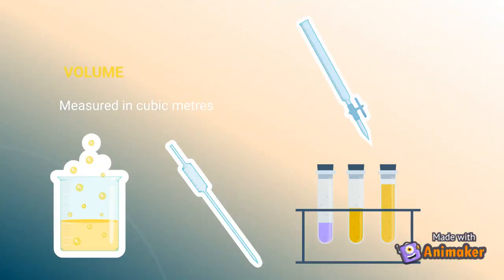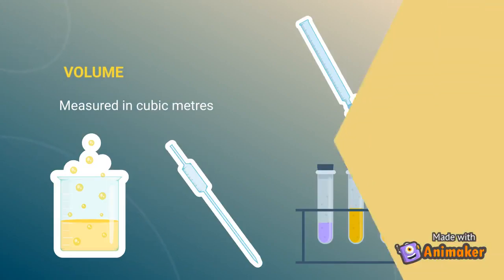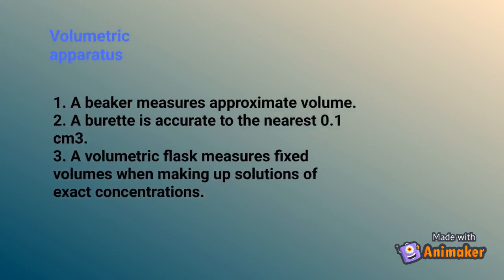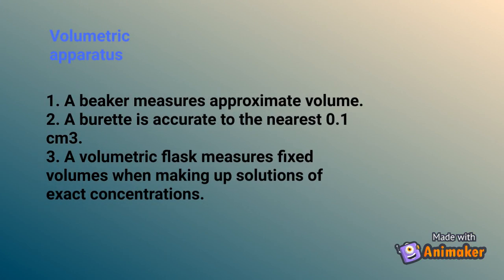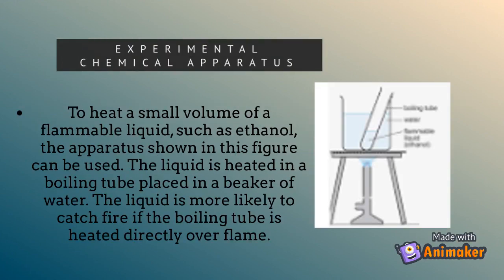Volume is measured in cubic meters by using a beaker, measuring cylinder, pipette, or a burette. A beaker measures approximate volume. A burette is accurate to the nearest 0.1 cm3. A volumetric flask measures fixed volumes very accurately. A measuring cylinder is accurate to the nearest cm3. A pipette measures fixed volumes very accurately. A plastic syringe measures small volumes of liquid.